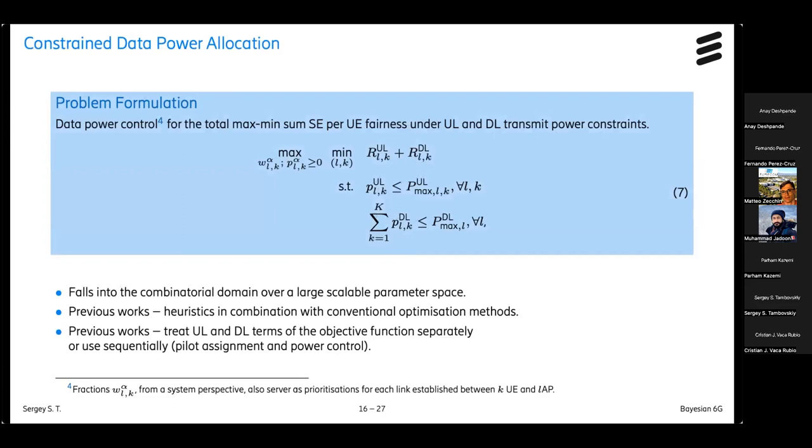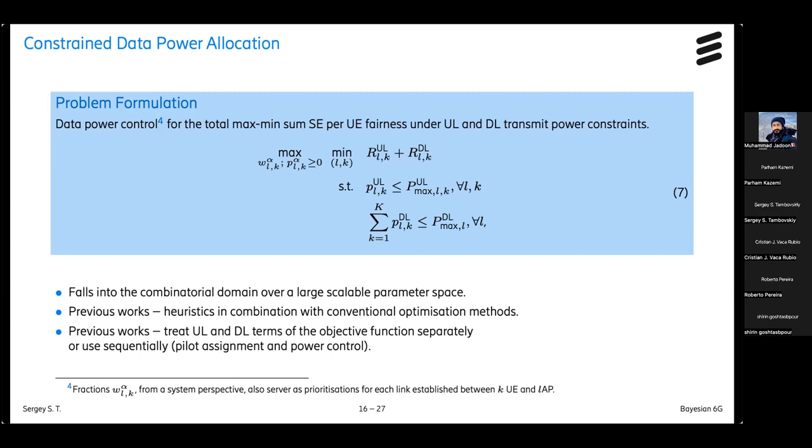Then it leads to a problem formulation, where we have a data power control based on fractions W for the total max mean total spectral efficiency per each user equipment under, of course, uplink and downlink transmit power constraints. So our goal is to optimize those sets of variables for each and every link.